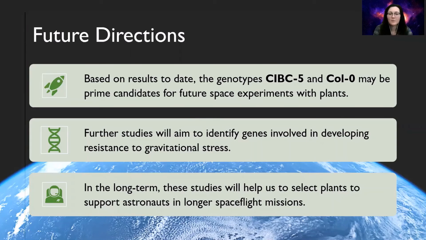With our results, we think that the genotypes CIBC-5 and Col-0 may be prime candidates for future space experiments with plants. Further studies will aim to identify genes involved in developing resistance to gravitational stress. In the long term, these studies will help us to select plants to support astronauts in longer space flight missions.